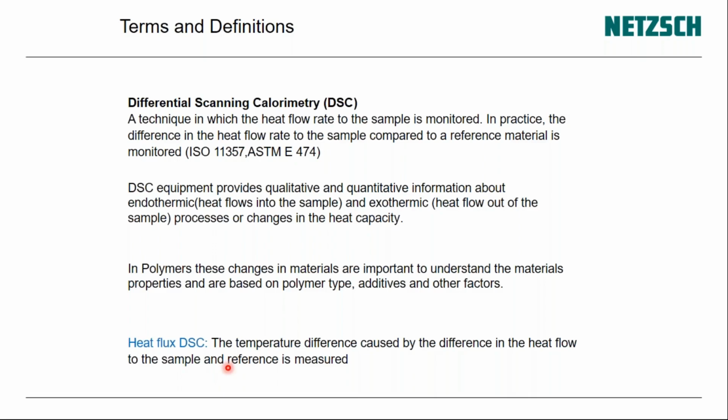whereas in the case of a power compensation DSC, we have two different furnaces. In one furnace you will have the sample, and in the second furnace you will have the reference. So that's the basic difference between a heat flux DSC and a power compensation DSC. But the heat flux DSC provides more sensitivity of the DSC signal as compared to the power compensation DSC.